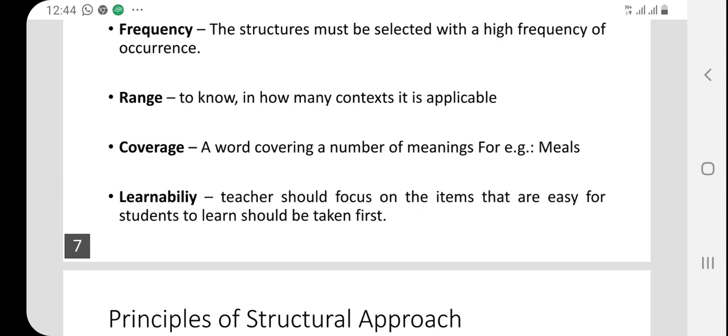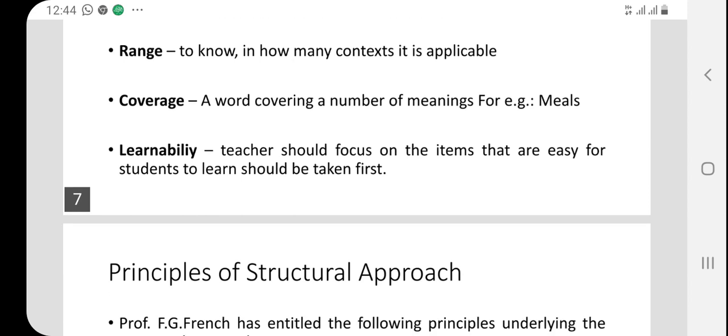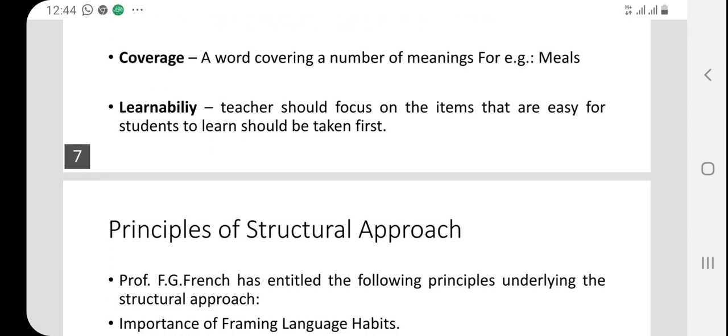One is the side of a river, and one is a building where we deposit our money. So, the coverage of the sentences: covering a number of meanings. The words and sentences should be used so that they have different meanings. Then we have learnability. Teachers should focus on the items that are easy. Definitely, teachability and learnability are the same.